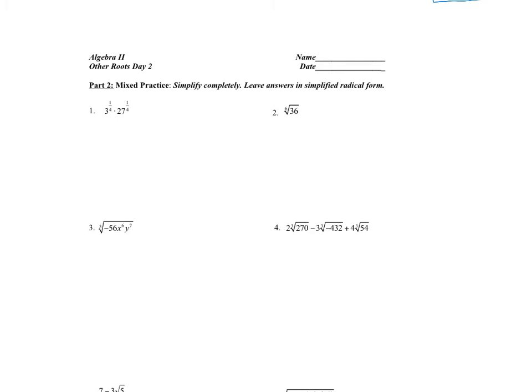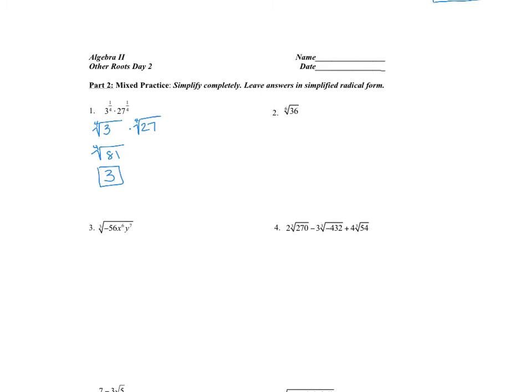So 3 to the 1/4 power times 27 to the 1/4 power. So remember that when something is raised to the power of 1/4, that's the same as taking the 4th root. So we have the 4th root of 3 times the 4th root of 27. So remember, when the indexes are the same, we can multiply. So we have the 4th root of 81. 81 is a perfect fourth power, because when you multiply 3 by itself 4 times, 3 times 3 times 3 times 3, you get 81. So the 4th root of 81 is 3. For number 2, we have the 6th root of 36.